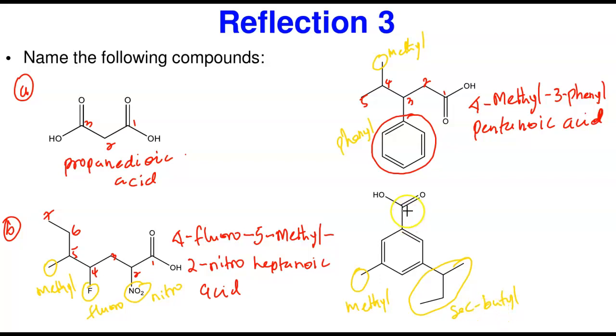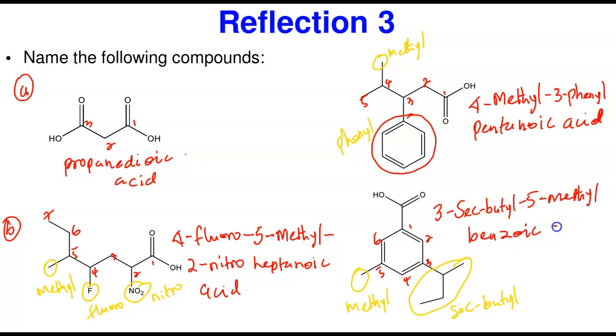So now we're going to label. B here is from M. So we're going to say 1, 2, 3, 4, 5, 6. So it's going to be 3-sec-butyl. So here we're going to name it as 3-sec-butyl, then 5-methylbenzoic acid. That is how we name this.